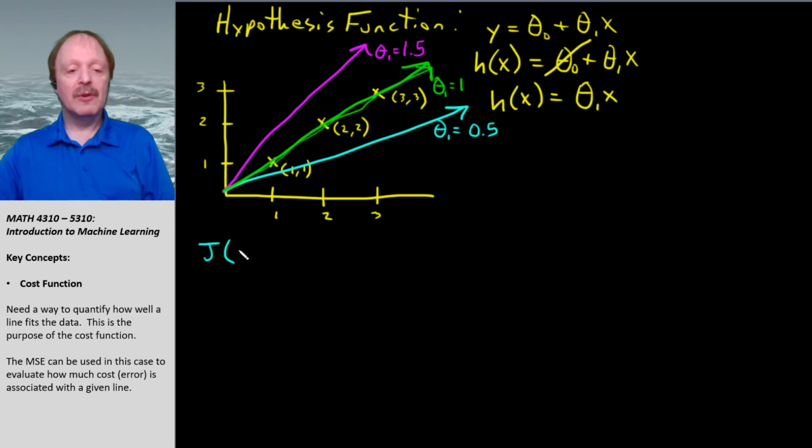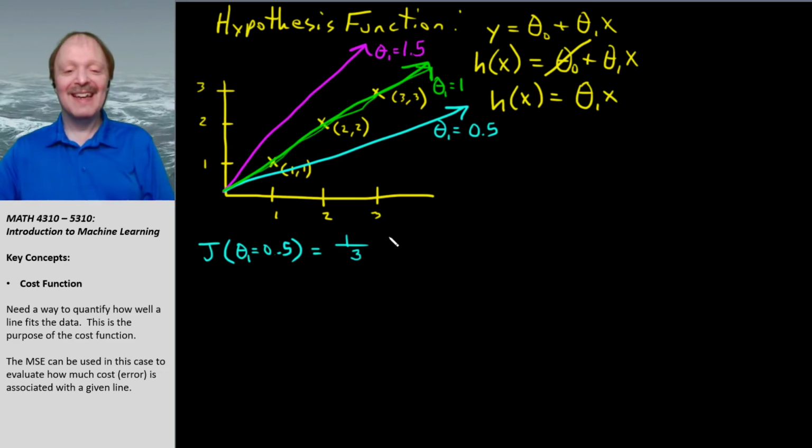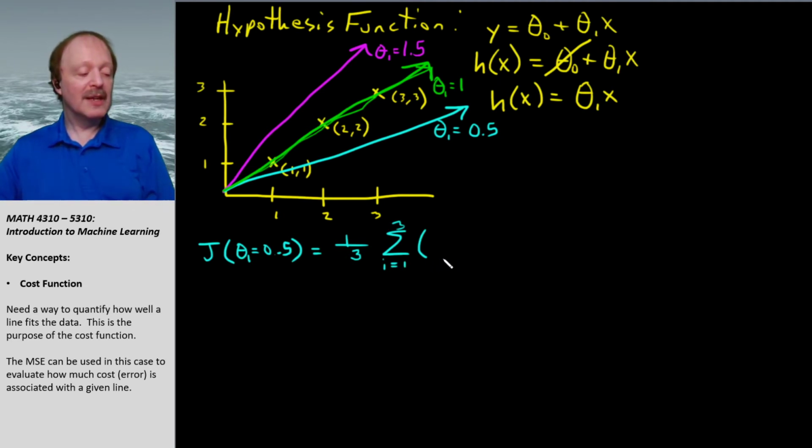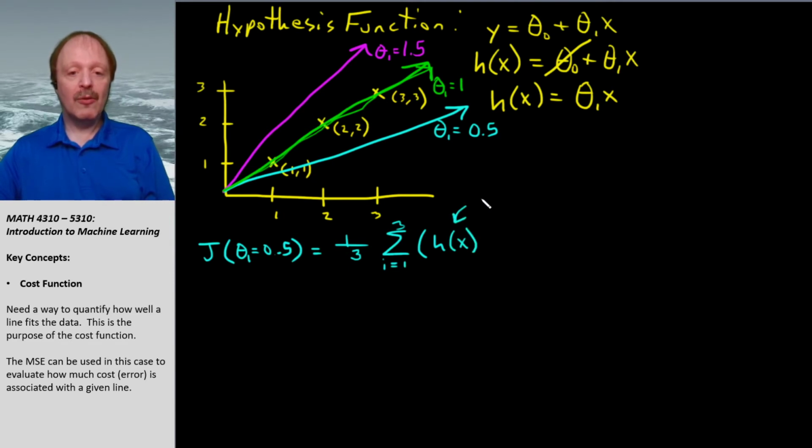My cost function is a function of theta 1 now, right? That's all that I have to be guessing with. So J of theta 1 equals 0.5. The slope is 0.5. Well, what is that going to give me? It's going to give me 1 over, let's see, how many training examples are there? 1, 2, 3. I'm going to put 3 right here for a very special reason. And then it's going to be the sum, i, from 1 to 3 of, I'm going to put the guess first and the actual value second for this. So I'm going to do my h of x, my y hat, i.